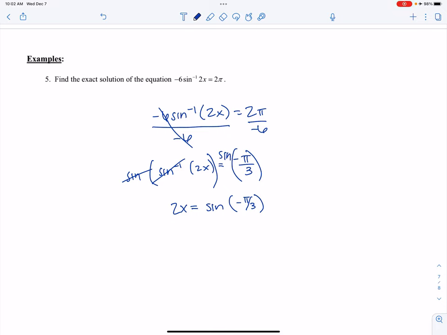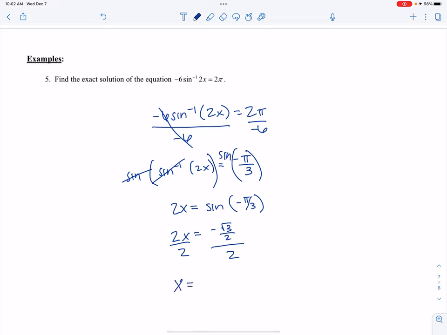Okay, refer to your unit circle or your memorized knowledge. What is sine at -pi/3? Well, the sine at -pi/3 is a value of -√3/2. And now we want x all by itself. We don't want two x's, so I'm going to divide by 2. And whatever I do to one side, I have to do to the other.